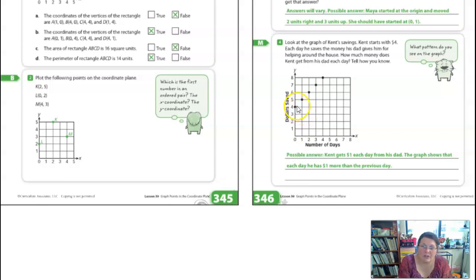So he started with $4, and the next day he had $5. The day after that he had 6, he had 7, and then he had 8. So Kent gets $1 a day from his dad. The graph shows that each day he has $1 more than the previous day.